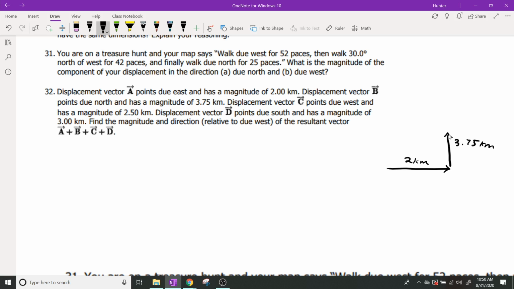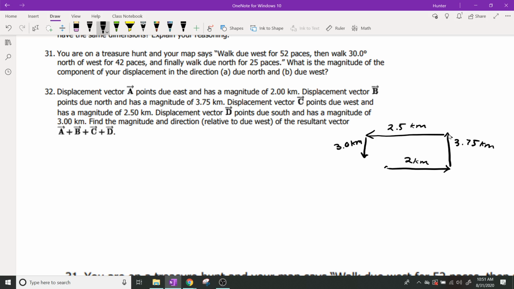And then the next one is west at 2.5, so it's a little bit longer. These are totally not to scale, and I'm just trying not to hit myself in the process. Let's see here. The last one is south, and it's 3. Oops, that won't work. It's got to be shorter than 3.75. So it looks like we end up over here.